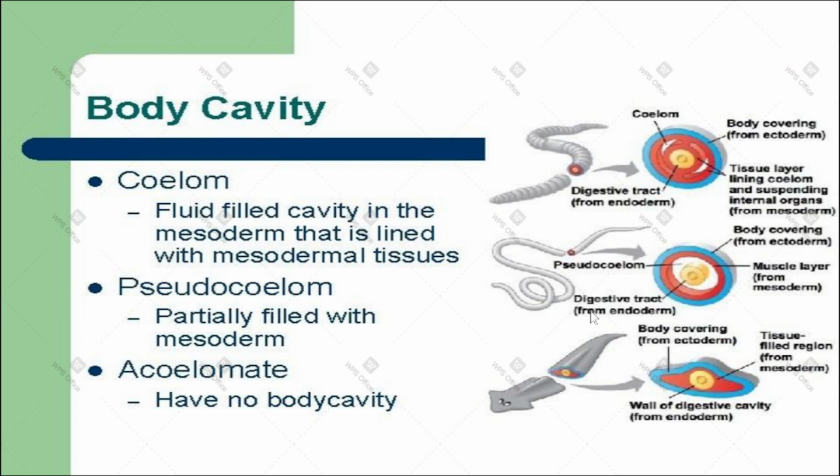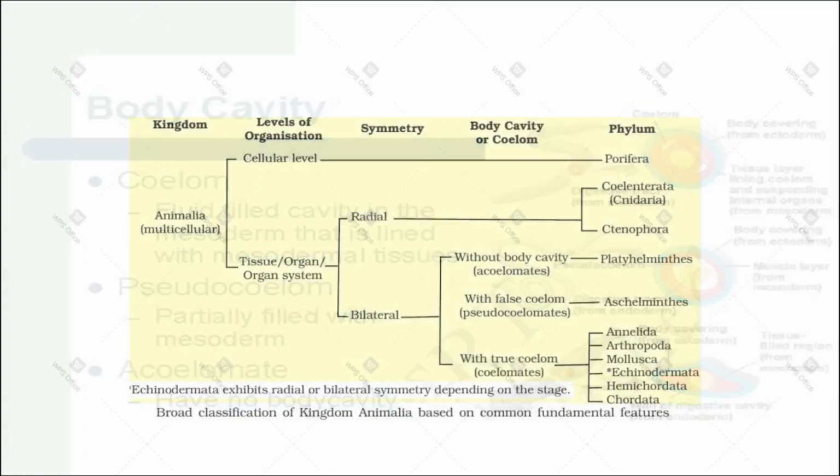You can see over here in the diagram that it is lined by the mesodermal tissue. Now pseudocoelom is basically partially filled with mesoderm, not completely but partially, and acoelomate. So there are three types of organisms that can be classified according to this, that is coelomate, pseudocoelomate and acoelomate. Acoelomate means they do not have any kind of body cavity. They lack a body cavity. Okay, so this is the basic difference between the three.